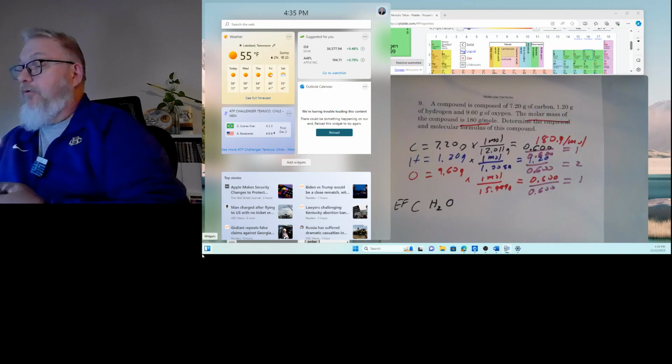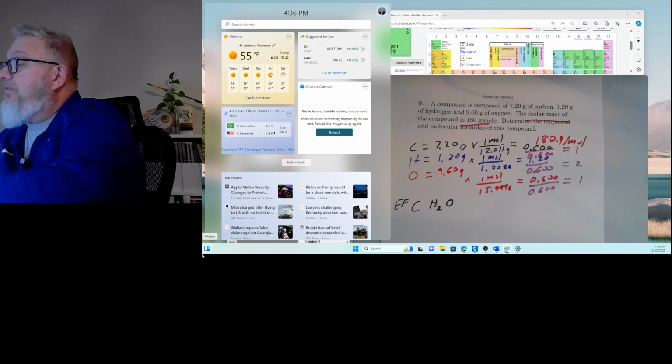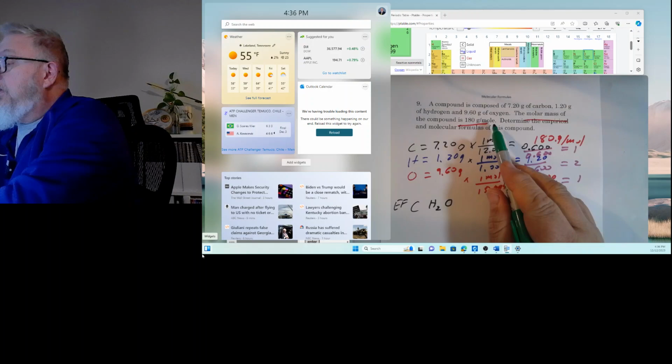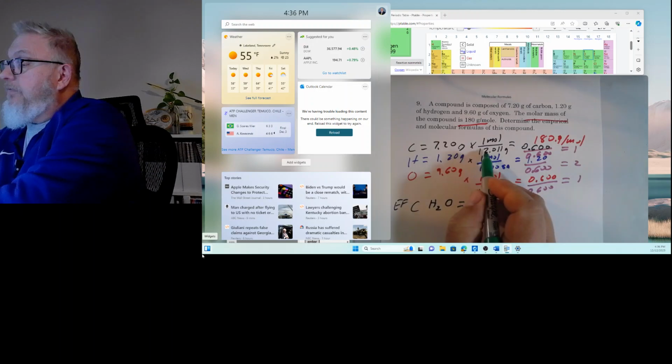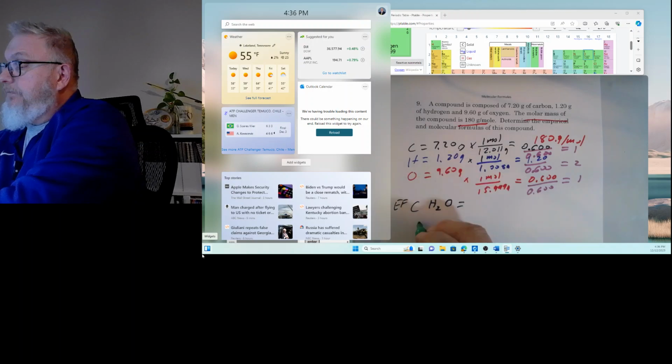Okay, now let's get the molecular formula. And how do we do that? Well, first, they told me what the grams per mole was of the molecular formula, 180 grams per mole. So what I've got to do first is calculate the empirical formula molar mass. So I know what my number of carbons is. So I've got 1 carbon, 1 times 12.011. Hydrogen, I know what that is. I've got 2 times what? 1.008, whatever that is. Oxygen, I have 1 times 15.999.